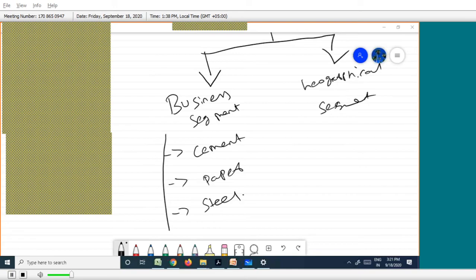Then come to geographical segment. Say for example, I have an office. I have a plant.